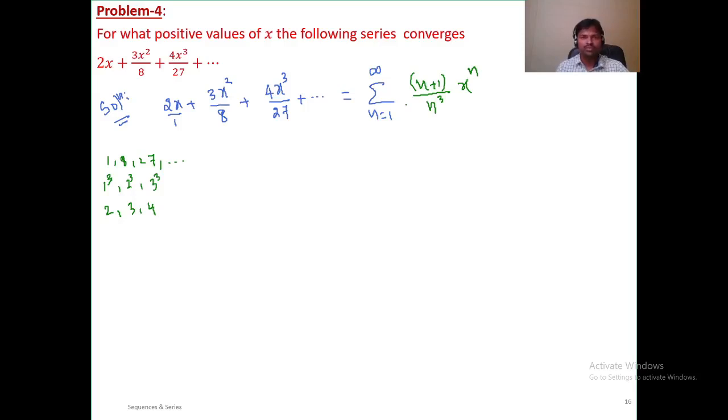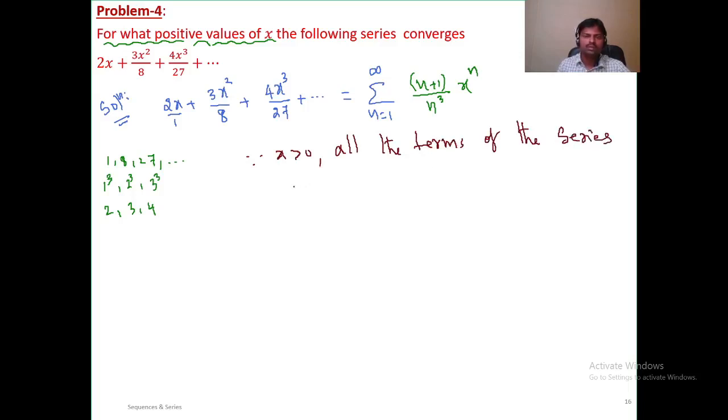The terms should be positive. If I substitute x equal to minus 1, what will I get? Minus 2 I will get. The terms are becoming negative. That's why the question asks for what positive values of x. So since x is positive, all the terms are positive, therefore we can apply the ratio test. Since x is more than 0, all the terms of the series are positive.